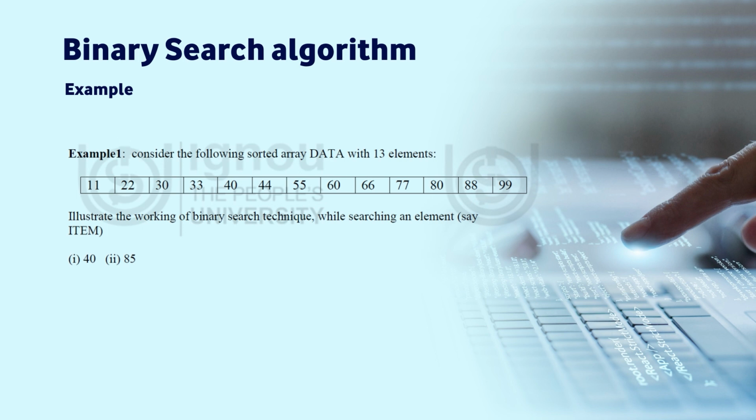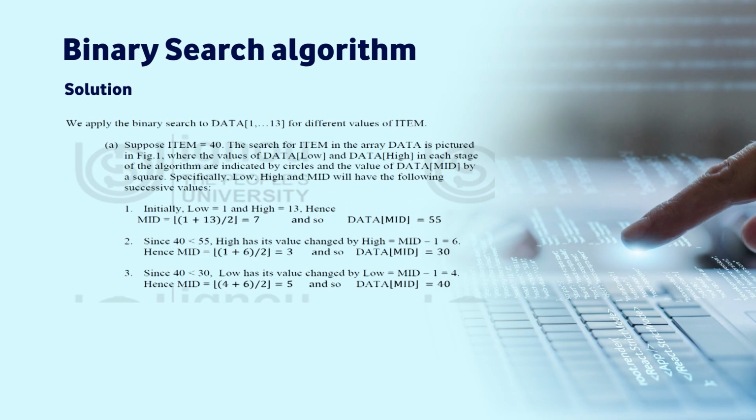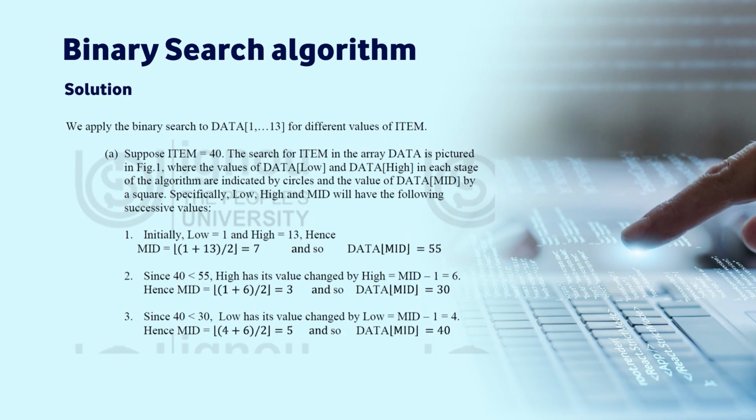So if you check the example that is being given, you are considering a sorted array. Keep that in mind: binary search will work on a sorted array with 13 elements. You have to search for an element. Say you want to search for 40 here.